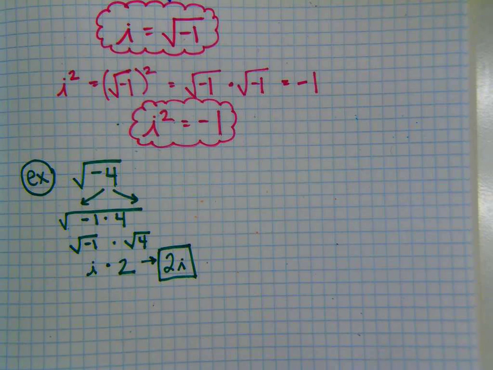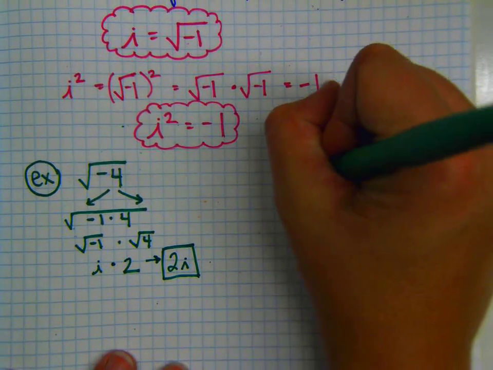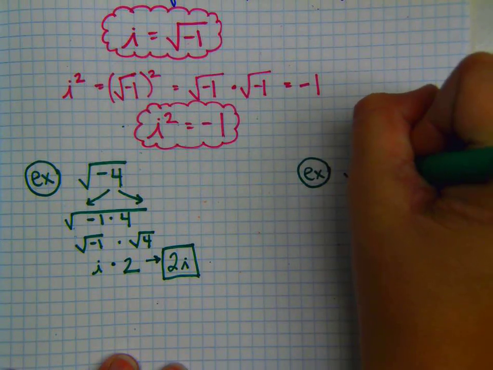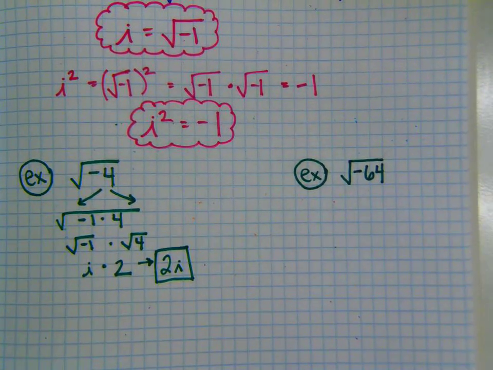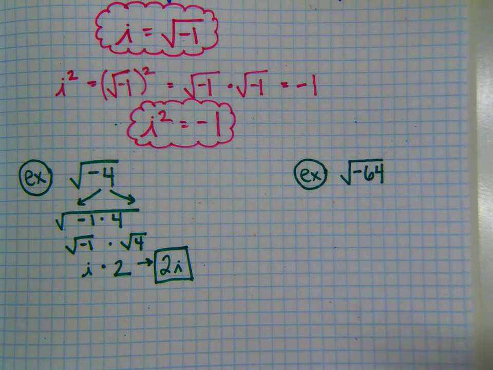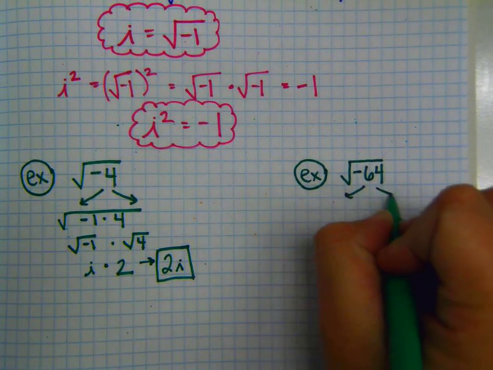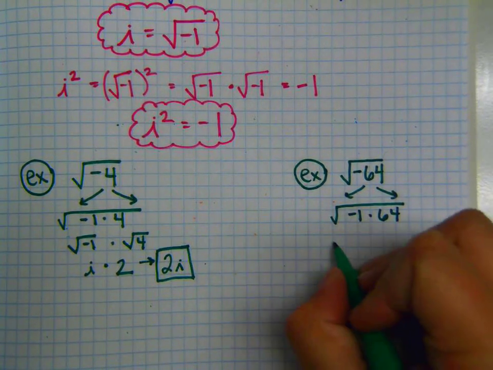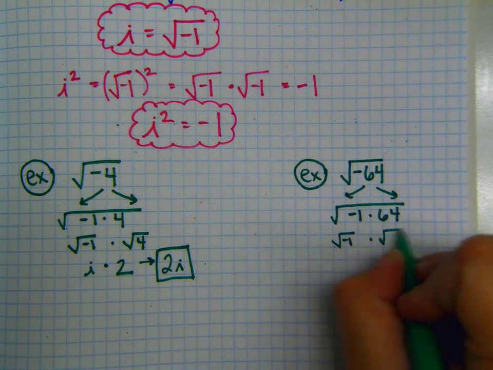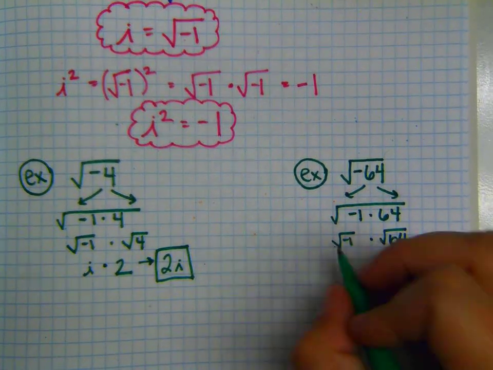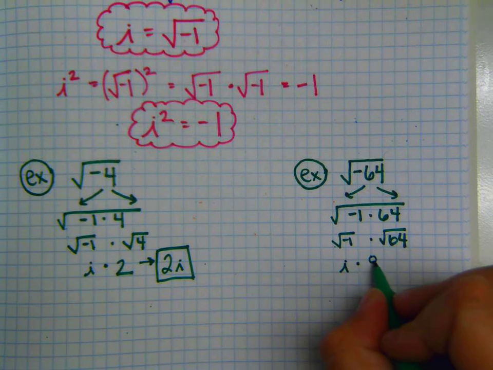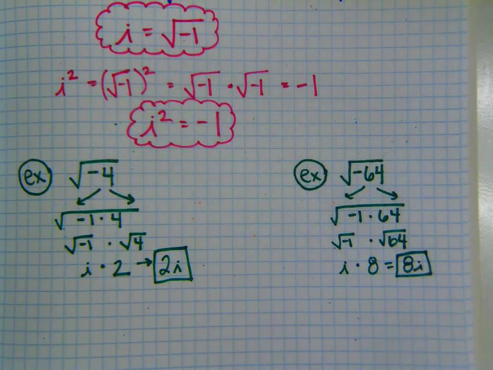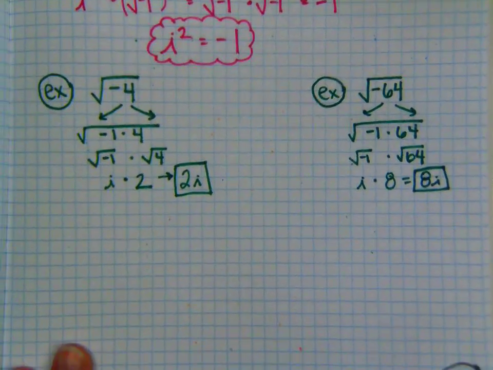So I want you to do an example. Go ahead and do that one. Okay, so when you do that one, you're going to get the square root of -1 times 64, which is -1, the square root of -1 times the square root of 64. The square root of -1 is i. The square root of 64 is 8. So then we get 8i as our final answer. Okay?